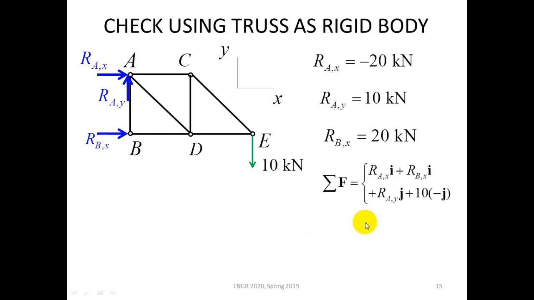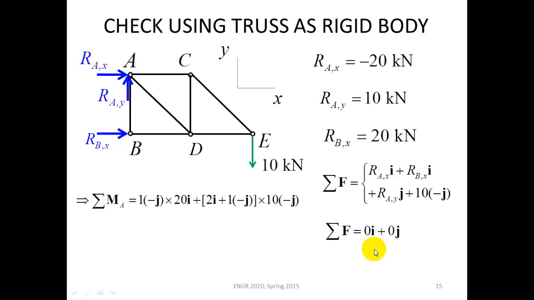So sigma F gives me R sub AX i plus R sub BX i as oriented earlier, plus R sub AY j plus 10 negative j going down. But my computations from using Microsoft Excel have turned out to be these numbers. So when I plug it in here, it is relatively easy to see it is 0i plus 0j, because minus 20 plus 20 is 0, 10 minus 10 is 0. But what about moments? So let's take moment about A.